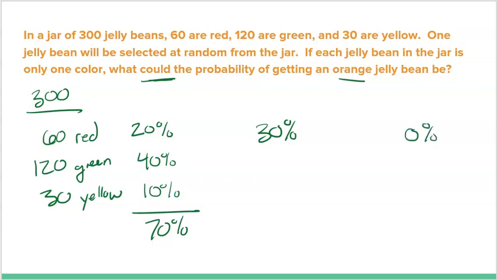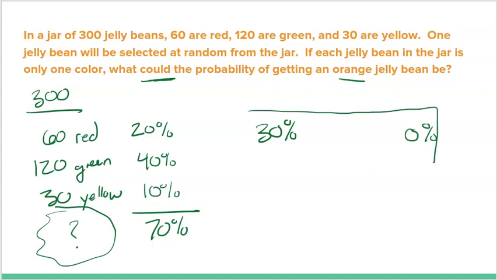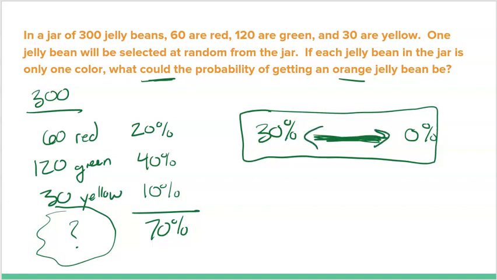So the idea here is, because I really don't know what's left in my sample space, I only know red, green, and yellow. The rest of the sample space is kind of a big question mark. The only thing I can conclude about orange is that it's somewhere between 0 and 30%. It certainly can't be more than 30% because that's already all been covered for with red, green, and yellow. It definitely can't be less than 0% because you can't have a negative probability. So somewhere between 0 and 30% is the possible probability of getting orange. But since I can't complete my sample space, I can't give a solid answer.